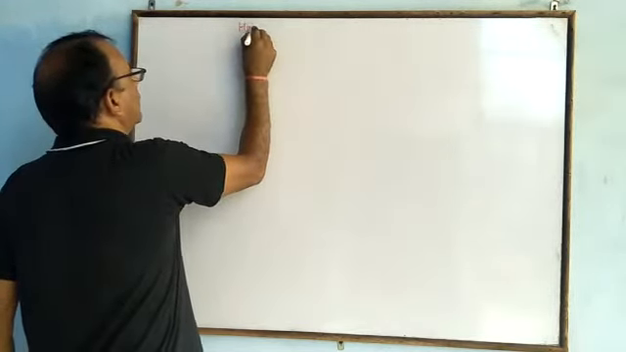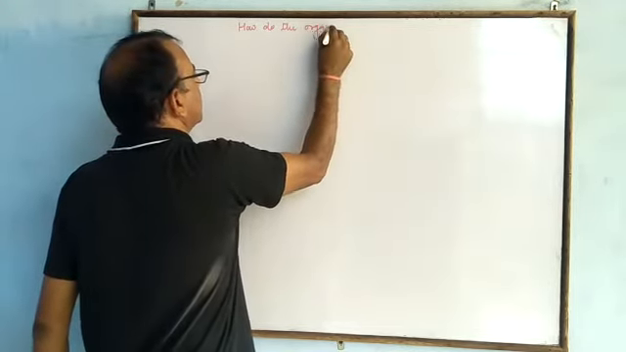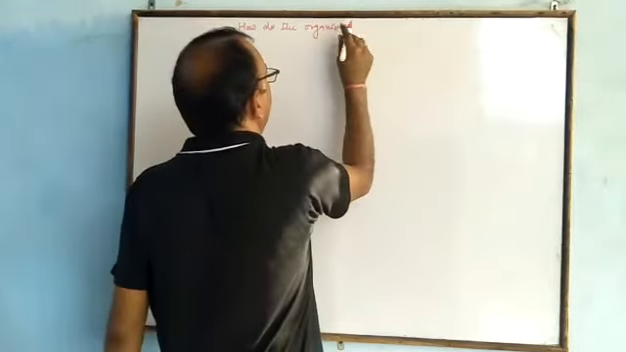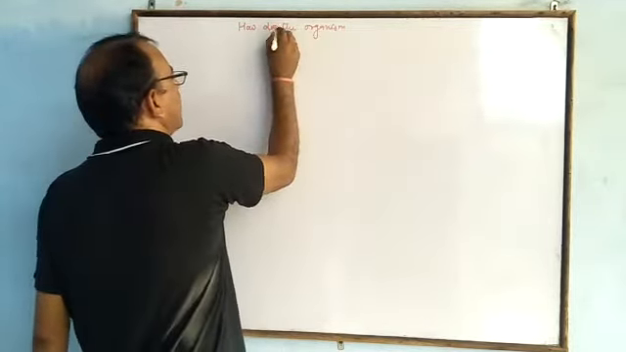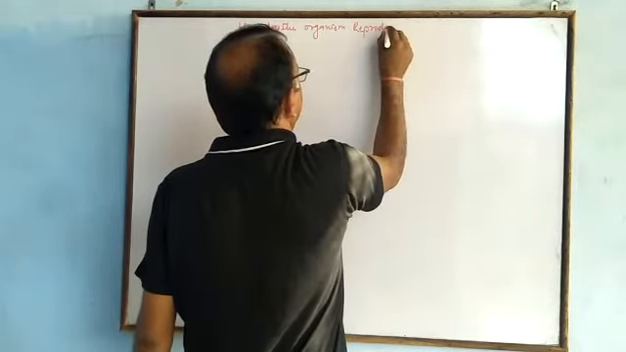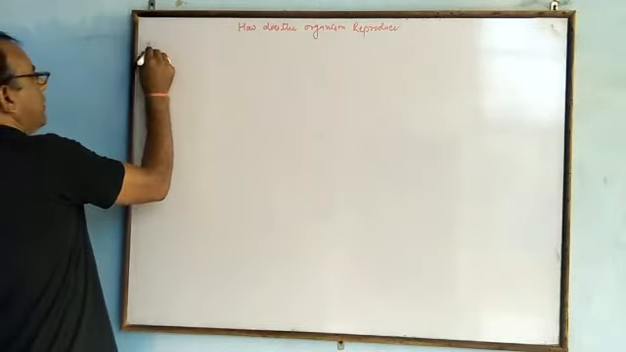How do the organism reproduce? How does the organism reproduce? Organism करना है तो does the organism reproduce? First one is what is reproduction?